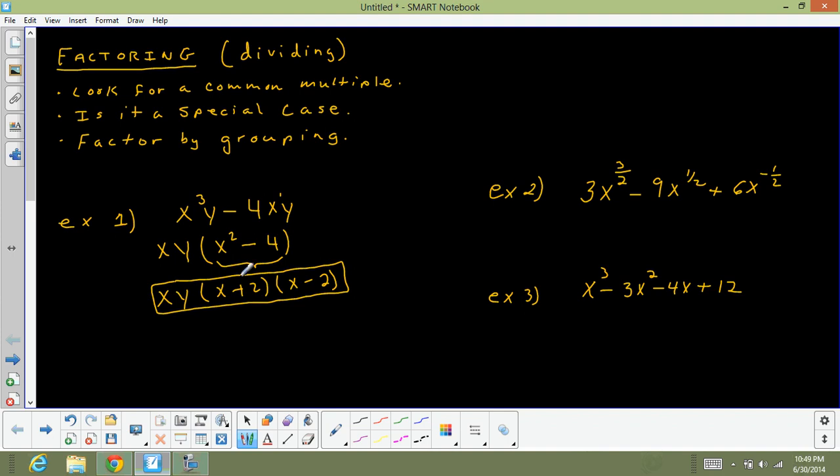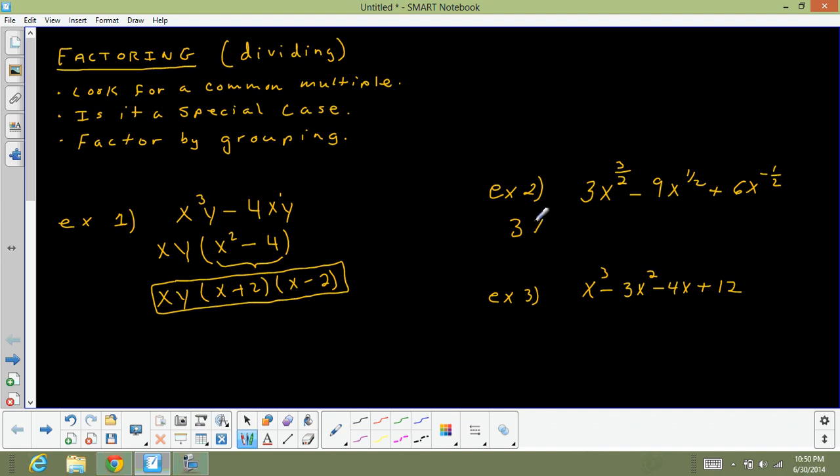The second example over here is a little more calculus-like, in that number 1 we have fractional exponents, right? We have x to the 3 halves power, we have x to the 1 half power, and we have x to the minus 1 half power. In addition to that, I have a coefficient of 3, a coefficient of minus 9, and a coefficient of 6. So real clear, I think we have a multiple of 3. They're all multiples of 3. And they are all multiples of x.